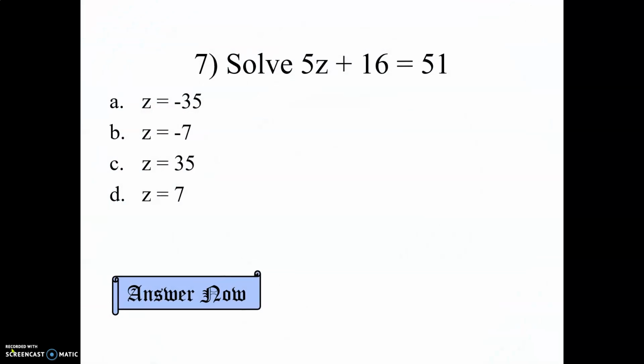Okay. 5z plus 16 equals 51. Hopefully you got z is equal to 7. 5 times 7 is 35, plus 16 is 51.